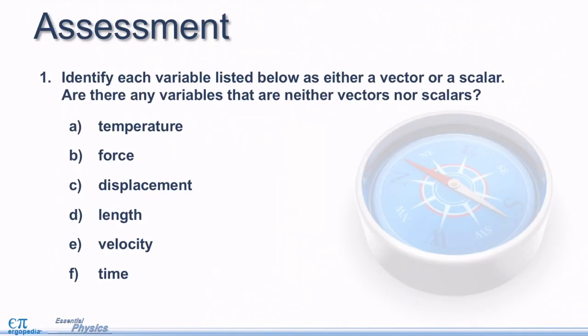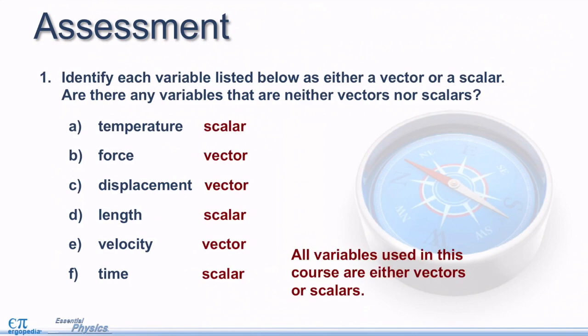Okay, let's quiz ourselves real quick. So take a second, pause here. For each of the following variables, determine if they are vector or scalar. So again, just a refresher, vector values need direction. Scalar values do not need direction. Did you get them? So temperature is scalar, force is a vector, displacement is a vector, length is a scalar, velocity is a vector, time is a scalar. And all of the variables we're going to use in this course fall into one of those two categories. They can all be categorized as either vector or scalar.